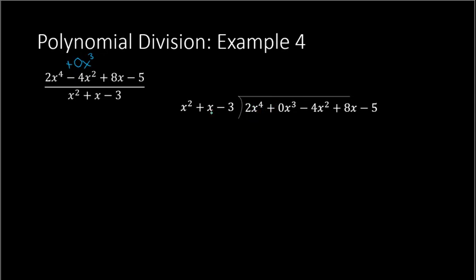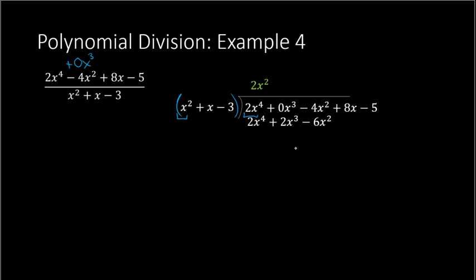All right, so to begin, we want to see what value would multiply with x squared to get this first term of 2x to the 4th power. So what times x squared gives you 2x to the 4th power? That would be 2x squared. All right, and then once you have that, you then multiply this 2x squared times this entire quantity of x squared plus x minus 3. So 2x squared times x squared would be 2x to the 4th power. 2x squared times x is 2x cubed, and 2x squared times negative 3 would be negative 6x squared. So that would be right here.